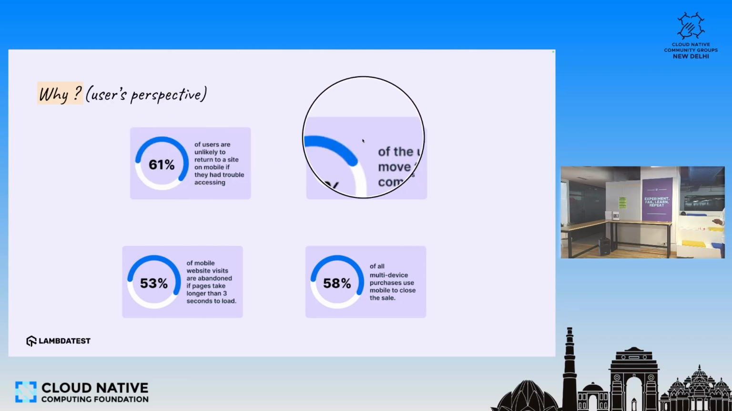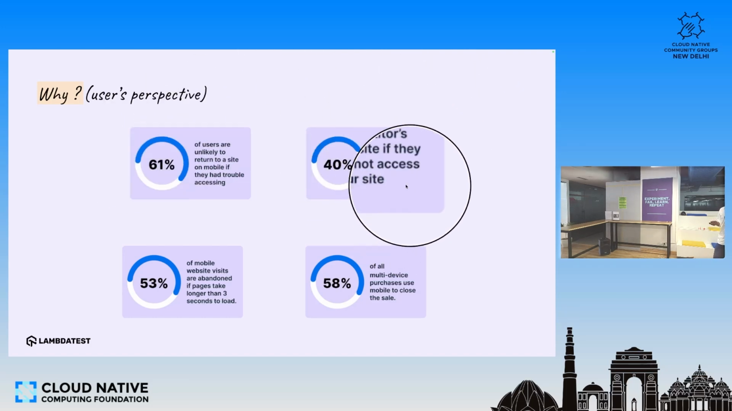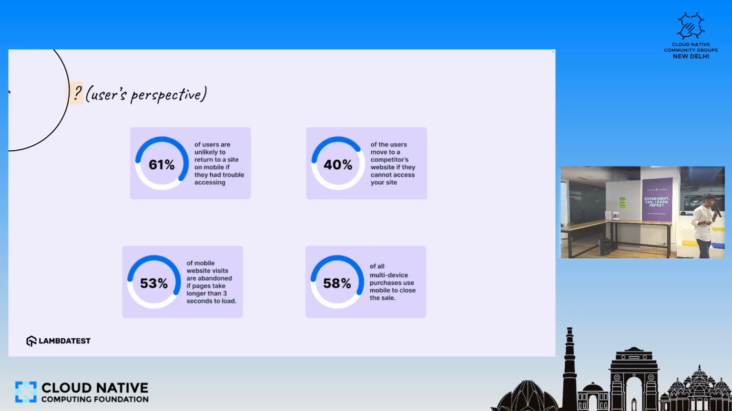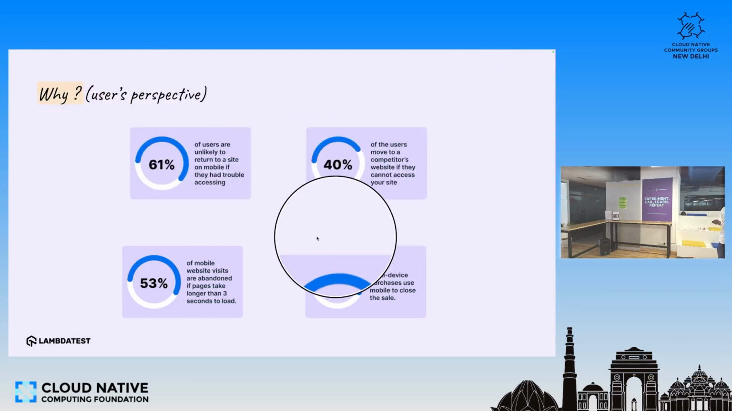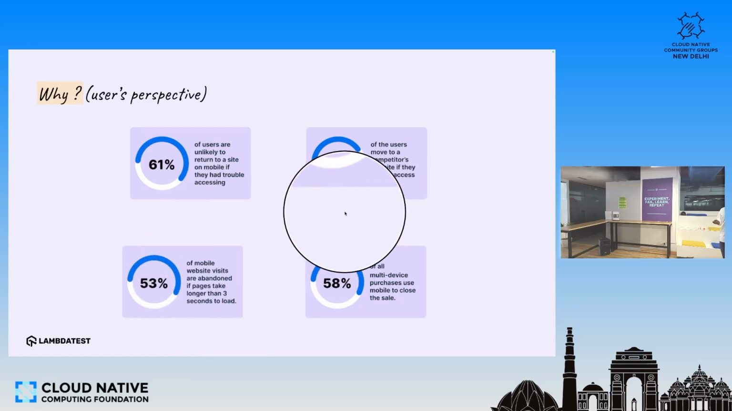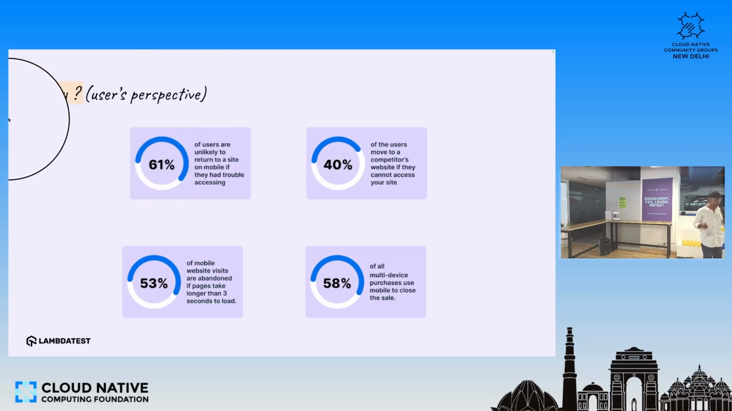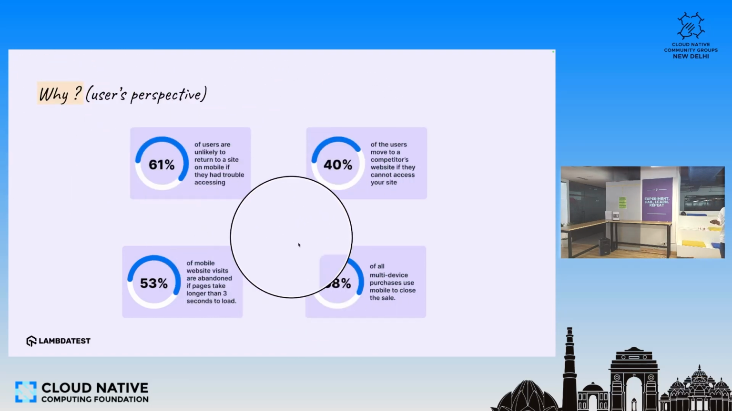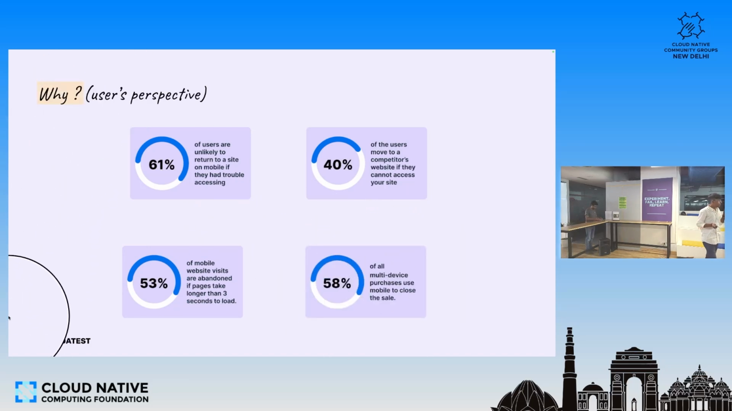I'll say. Then 40% of the users move to a competitor's website if they cannot access your site. So if you're working for a competitor from your own company, this can be a very good way to actually boost their sales. 53% of mobile website visits are abandoned if pages take longer than 3 seconds to load. So this is an API response, it's not a visual testing thing, but yeah. And 58% of all mobile device users purchase using mobiles to close the sale. So we have to be pixel perfect on mobiles, because nowadays everything is handy and we want it over devices.